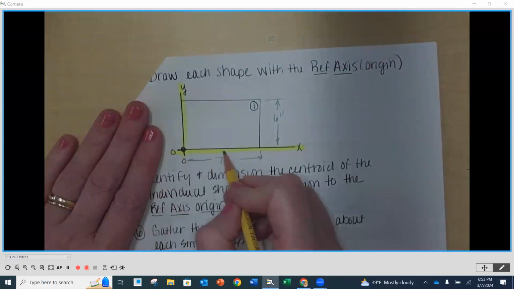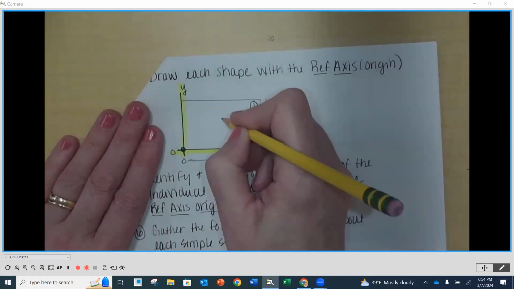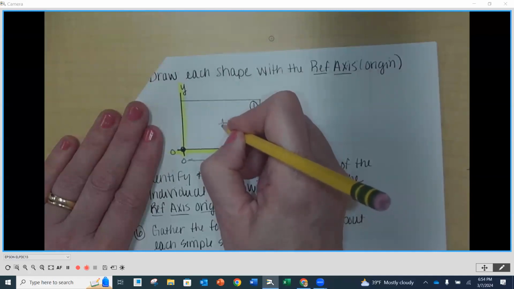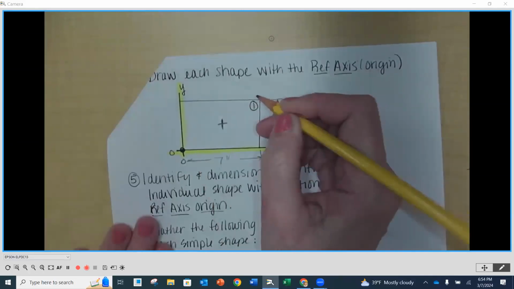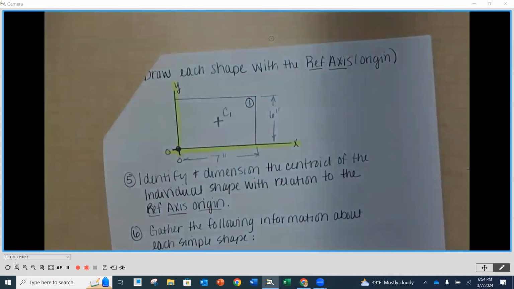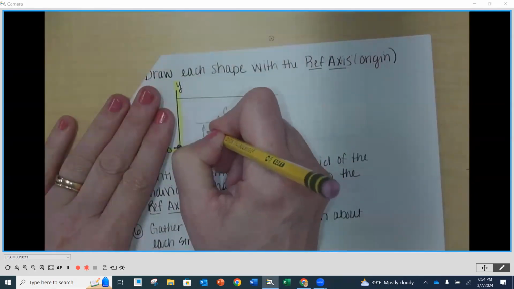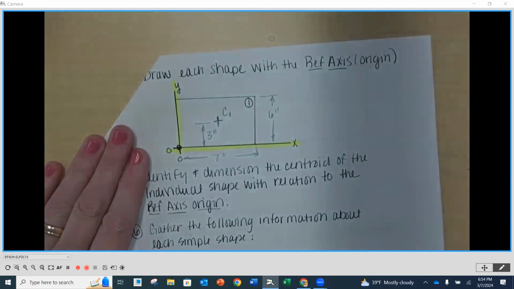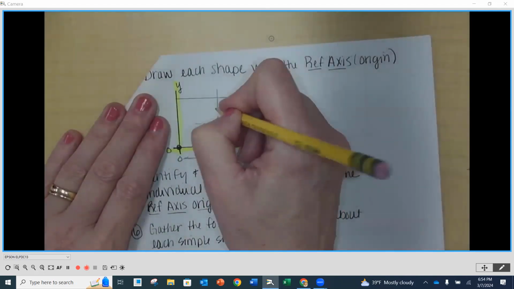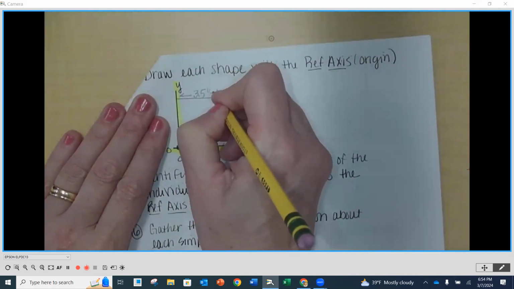So we know that it's going to be halfway over, so about 3.5, and about halfway up, 3 inches up, right? So I'm going to draw a little crosshairs here. That's going to be my C1, my center number 1. And now I want to dimension it from the reference axis. I know that C1 is going to be 3 inches up from the bottom. And I know that it's going to be to the right 3.5 inches, right?